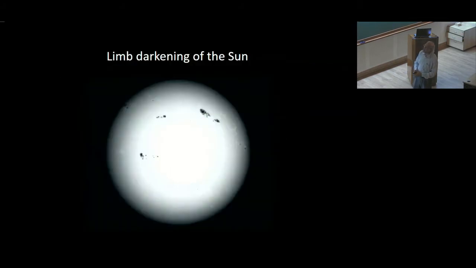All right. The first thing you notice about the sun when you look at a white light image is that the limb of the sun appears darker than the central portion of the sun. We need to understand this.